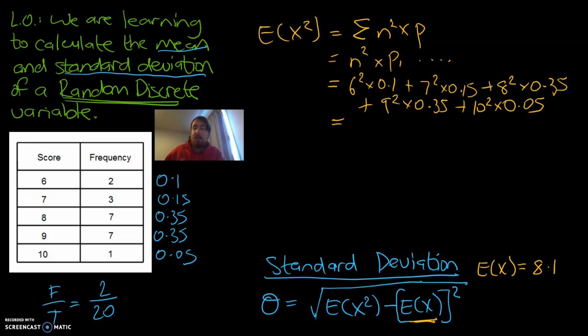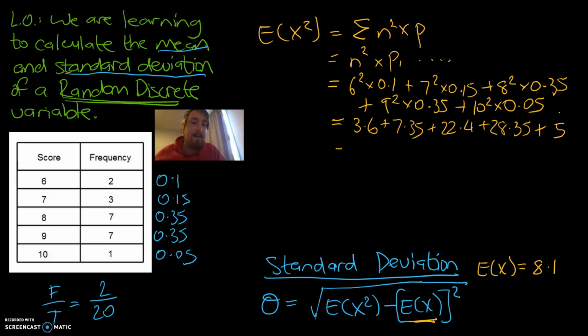So 6 times 6 times 0.1, that's going to become 3.6. We're going to do 7 times 7 times 0.15, 7.35. 8 times 8 times 0.35, that's 22.4. 9 times 9 times 0.35, that's 28.35. And then finally, 10 times 10 times 0.05, and that comes to 5.